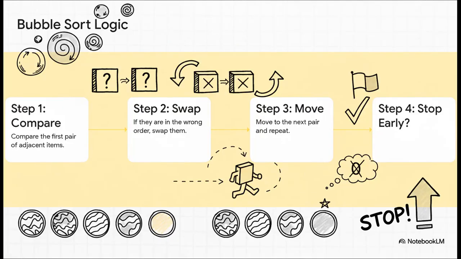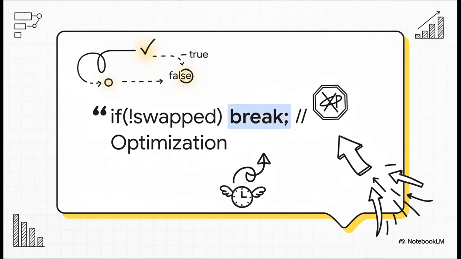The process is super straightforward. Compare and swap, take a step, compare and swap, take another step. After you do this for the whole list one time, the biggest number is guaranteed to be at the very end. So you do it again, but this time you can ignore that last element. But here's the really clever part, the secret sauce. If you go through the entire list and you don't have to make a single swap, what does that tell you? It tells you the list is already sorted and you can just stop. And that one little optimization is what makes this algorithm so cool.